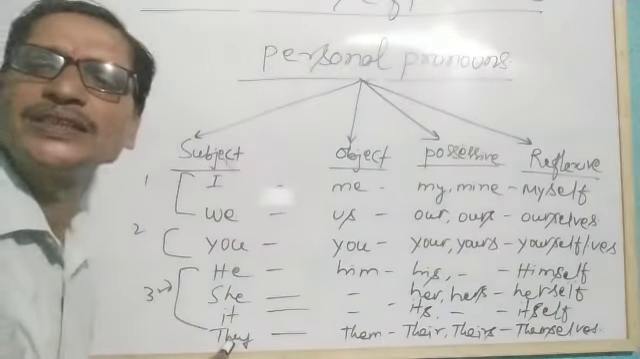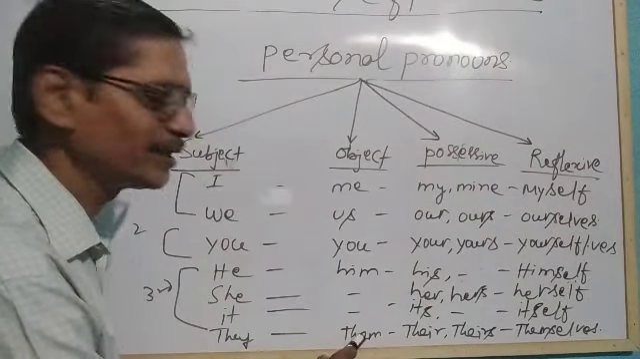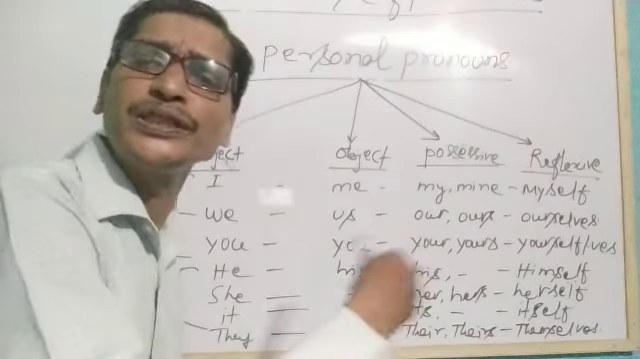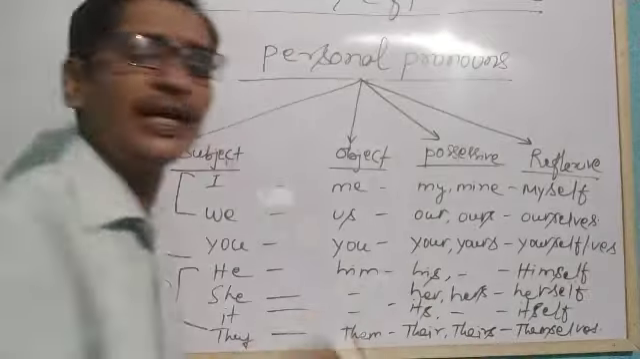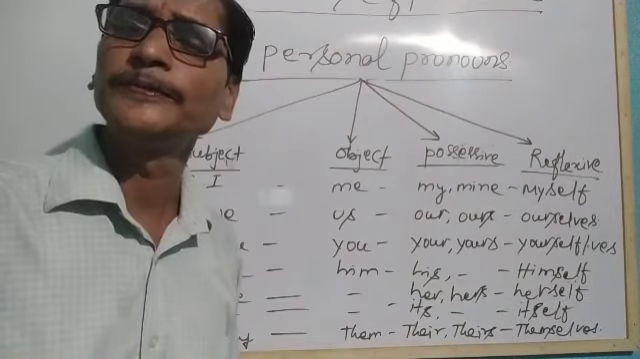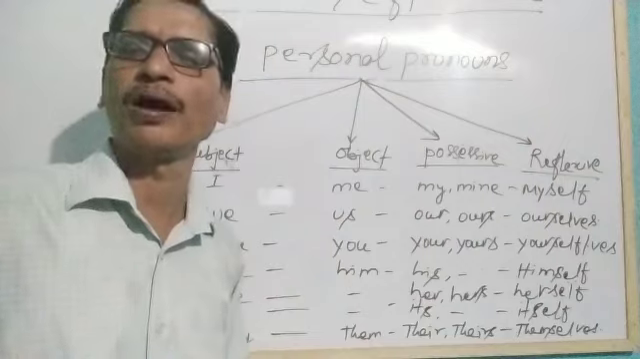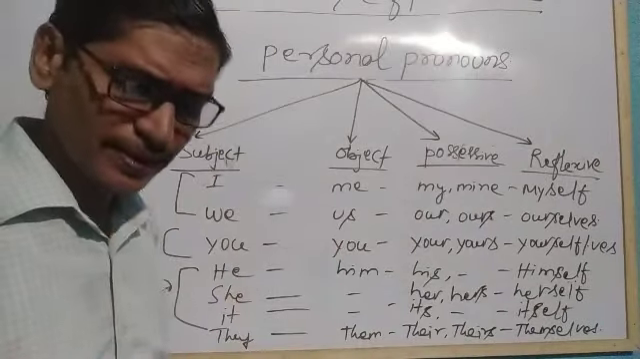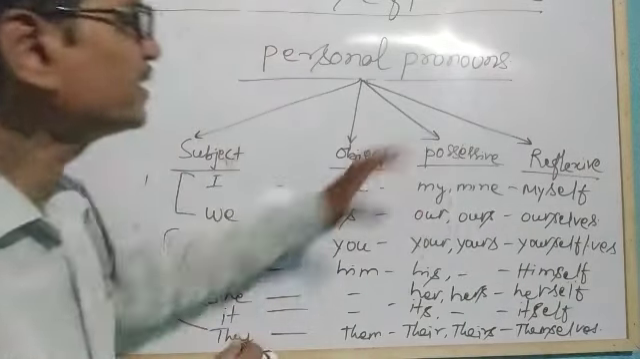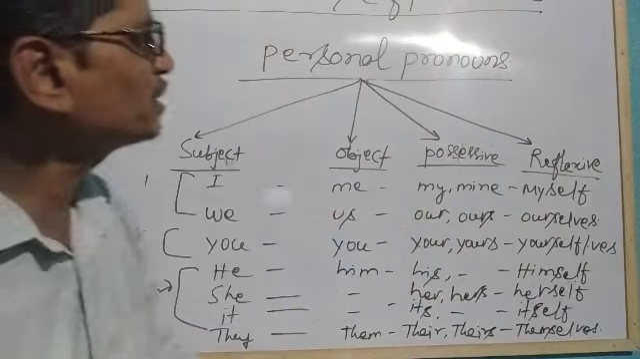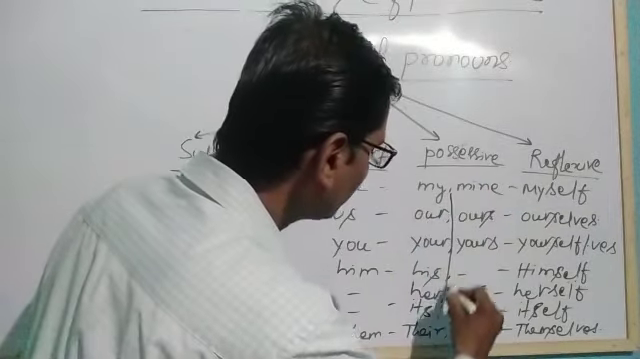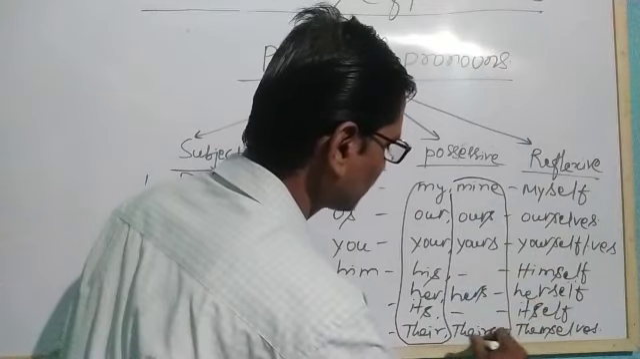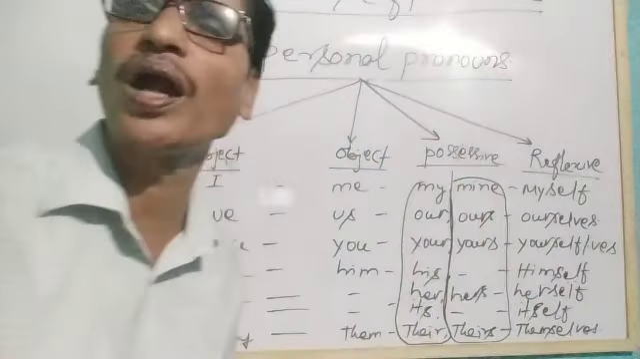Similarly, they is the subjective form and them is the objective form. Their and theirs are possessive forms, and themselves is the reflexive form of this personal pronoun. You see, what happens when we are talking about these possessive forms? In these possessive forms, we found there are two such divisions, two such divisions in the possessive cases of personal pronouns.